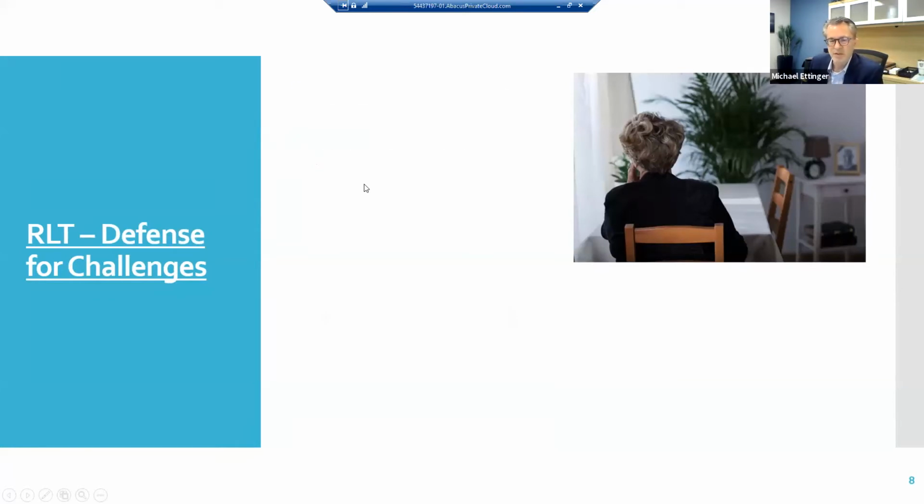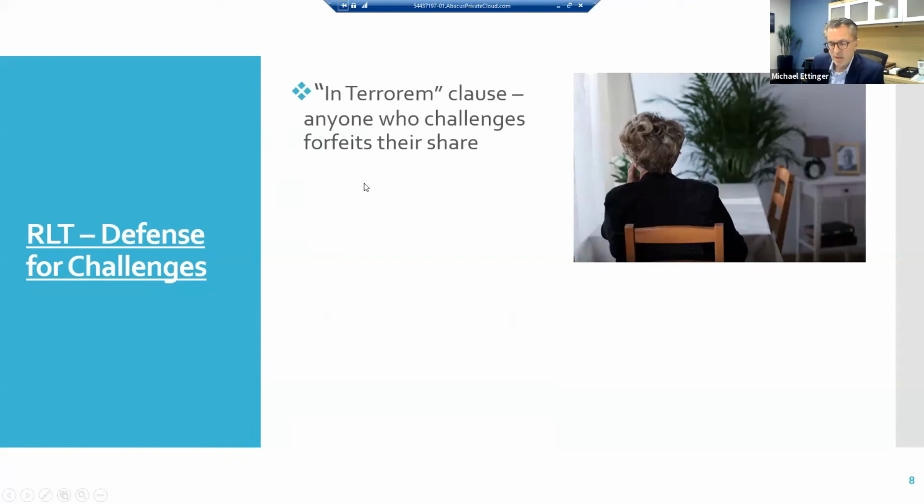We put in a defense for challenges. If you leave somebody out, or you leave them less than they think they're entitled to, we have an in terrorem clause that says that if you challenge my trust, you lose the share. So this could be a disincentive. Sometimes clients will want to disincentivize one heir from suing. So they'll say, I leave 50 or 100,000 to so-and-so, because if they sue and they lose, they lose the 50 or 100,000. That's going to be a disincentive to them because New York honors the in terrorem clause. So that's going to generally scare them off.